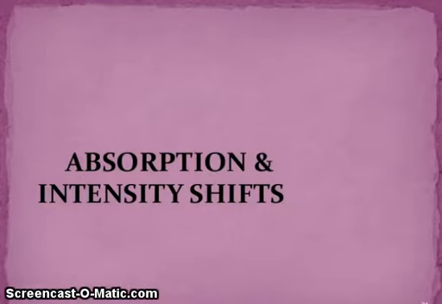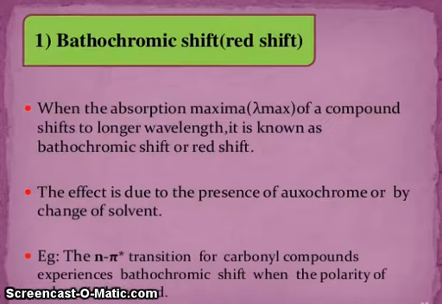Absorption and intensity shifts. Bathochromic shift, or red shift: when the absorption maximum, lambda max, of a compound shifts to a longer wavelength, it is known as bathochromic shift. The effect is due to the presence of an auxochrome or by change of solvent. The n to pi star transition for carbonyl compounds experiences a bathochromic shift when the polarity of the solvent is decreased.